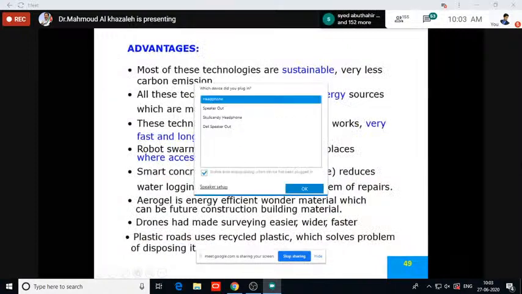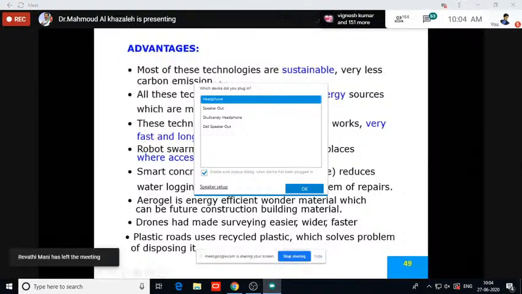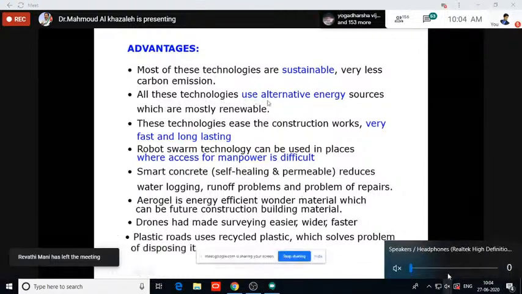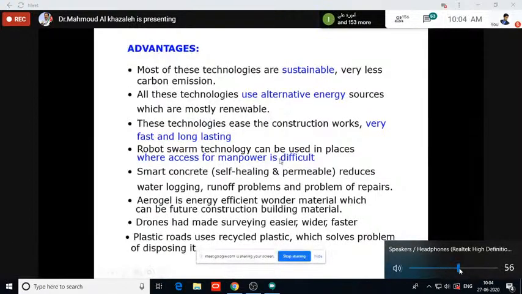Advantages of this technology: most of these technologies are sustainable, with very little carbon. So there is no pollution, no effect on human health and environmental health. All these technologies use alternative energy sources. These technologies are also very fast and long lasting, and robots are used in the industry where access for manpower is difficult, so this technology can step in.